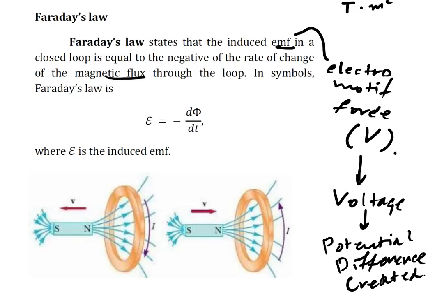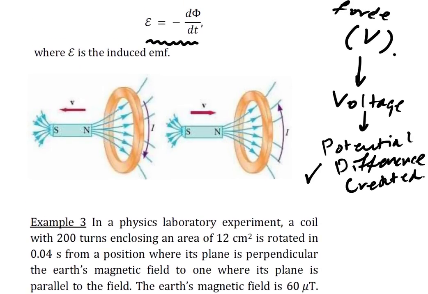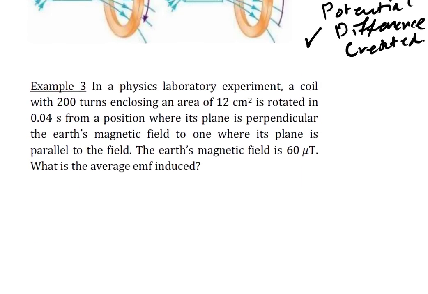So starting from the magnetic flux, if the magnetic flux changes, we get an EMF, or a voltage. The change in the magnetic flux tends to create a potential difference within the circuit. The magnitude of the EMF is equal to the rate of change of the magnetic flux. All right, so let's see example 3.